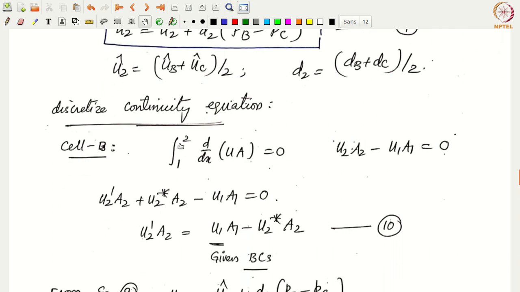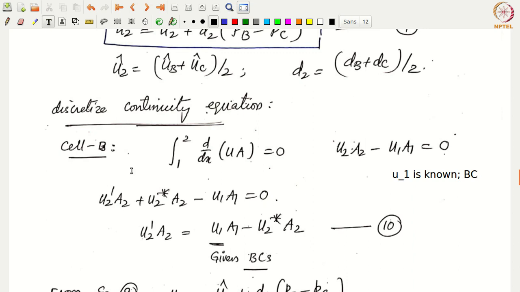That basically gives you integral 1 to 2 d by dx of uA equals 0. So this is going to give you u times A evaluated at 2 minus 1. Okay, that's u2 a2 minus u1 a1 equals 0. If I split this again into prime and star values, what you get is u2 prime a2 plus u2 star a2 minus u1 a1 equals 0. u1 is known, this is basically a given boundary condition, so you cannot split u1 into u star and u prime. You would leave it as it is.